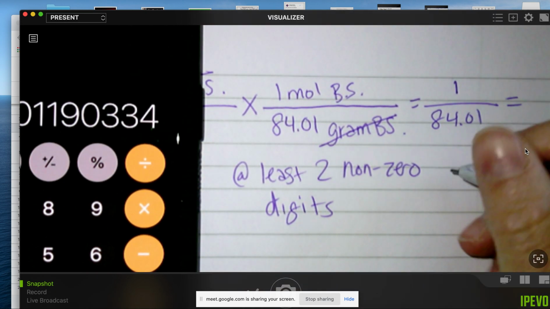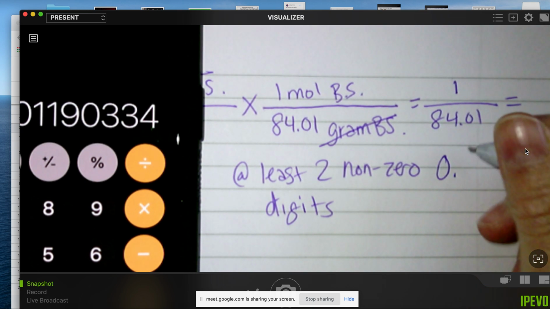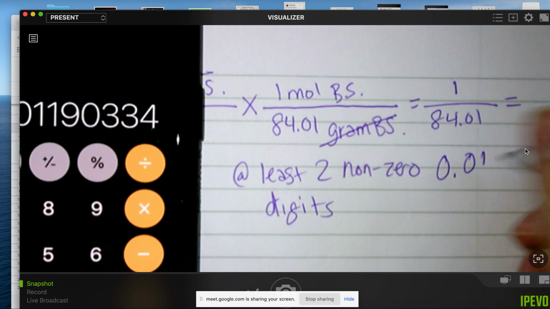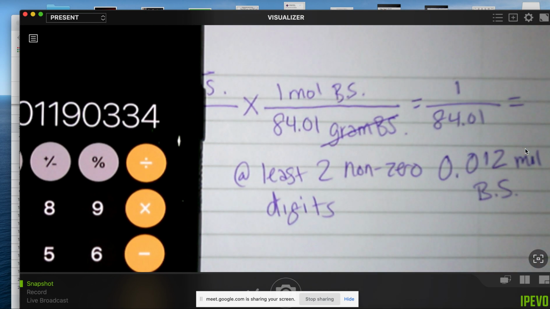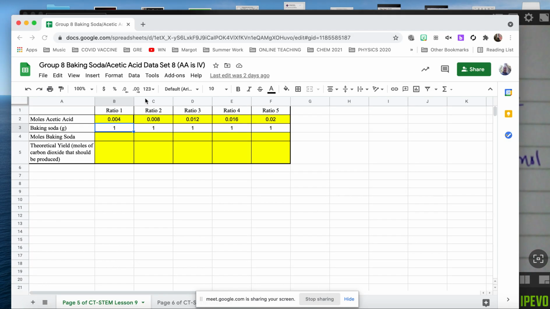Okay, so my answer here is 0.012 mole of baking soda. Okay, so now I'm going to look back at my chart. And here, mole of baking soda, grab my baking soda. So for mine, I only have to do this conversion once. Yours might look a little bit different.